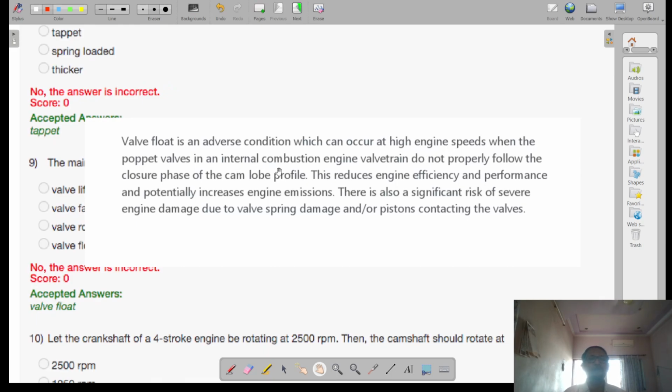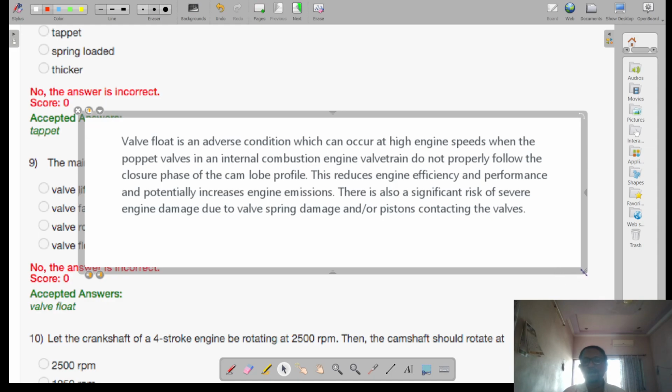The poppet valves in the internal combustion engine do not properly follow the closure phase of the cam lobe profile, and this reduces the engine efficiency and performance and increases the engine emissions. So just remember this thing. It is the valve float phenomenon which is troubling the high speed engine.